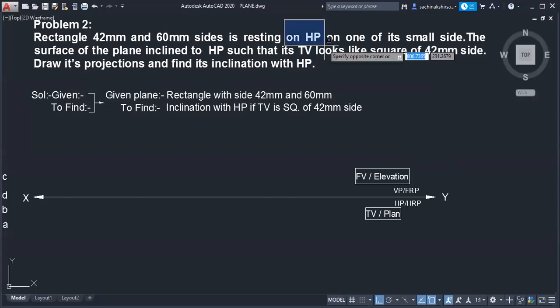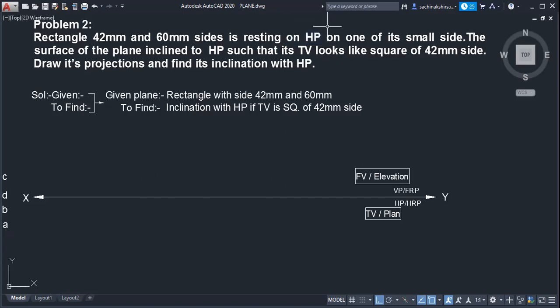Where it is lying on HP. On HP means where you are going to draw its top view, its true shape, on HP or on VP. On HP. This is most important. Again, you are going to draw its true shape. Every problem will start with true shape, as I told. Its true shape will be on HP.